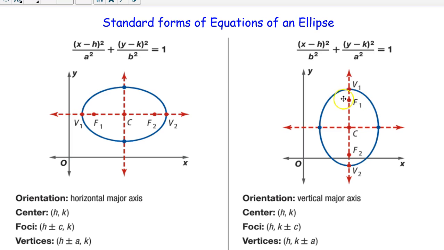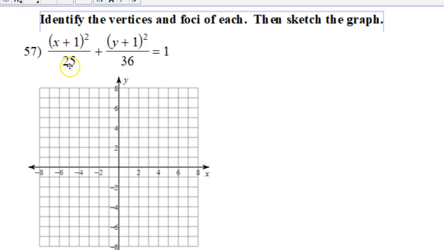But if the smaller number, b², is under this (x − h)², then it is a vertical orientation. So in the given scenario, we are seeing that the smaller number is under the x, right? (x − h)². So we conclude, in fact, that we have a vertical ellipse.